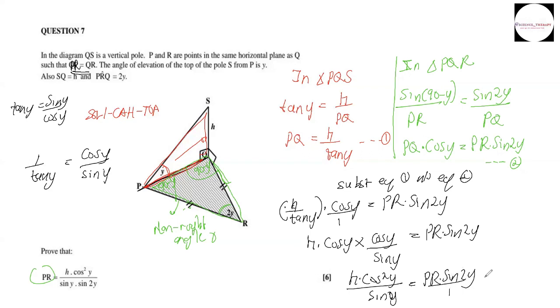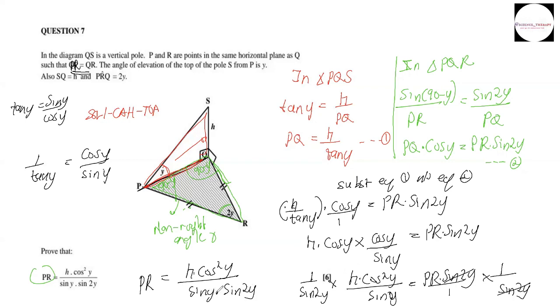Now, how do we get rid of this sine 2Y? We can multiply by the reciprocal, 1 over sine 2Y, on both sides. Remember, what I do on the left-hand side, I must also do on the right-hand side. At this point, the sine 2Y and sine 2Y cancel out, leaving PR. On the other side, we have H cos squared Y over sine Y times sine 2Y. So PR is equal to H cos squared Y over sine Y times sine 2Y. Remember, these two cannot multiply because the angles are not the same, so we leave it like that. That's how you prove that one, for a total of 6 marks.